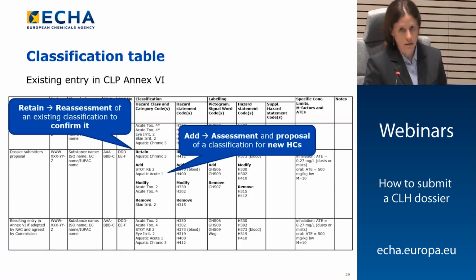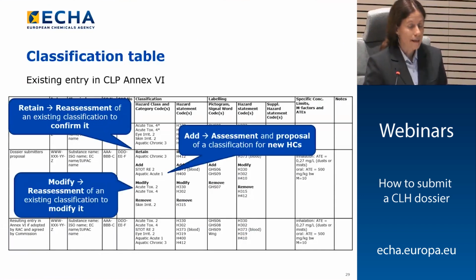Add is kind of straightforward. You assess a new hazard class and you propose a new hazard class to be added to the entry. Modify is a reassessment, but you change the classification. In this case, we have, for example, acute tox 4 with the asterisk in the existing entry for inhalation, and we modify it to acute tox 2 for inhalation.